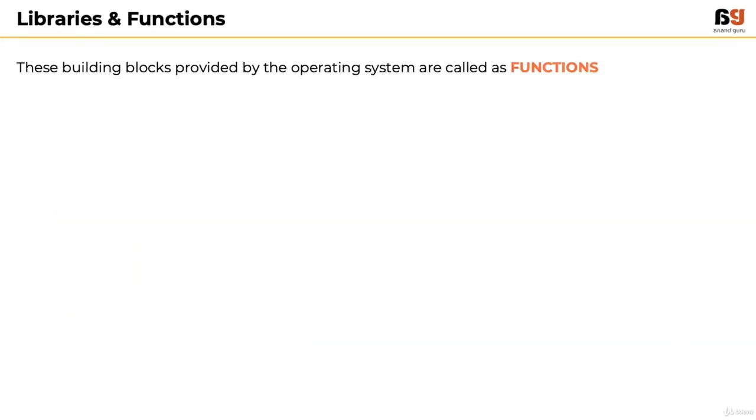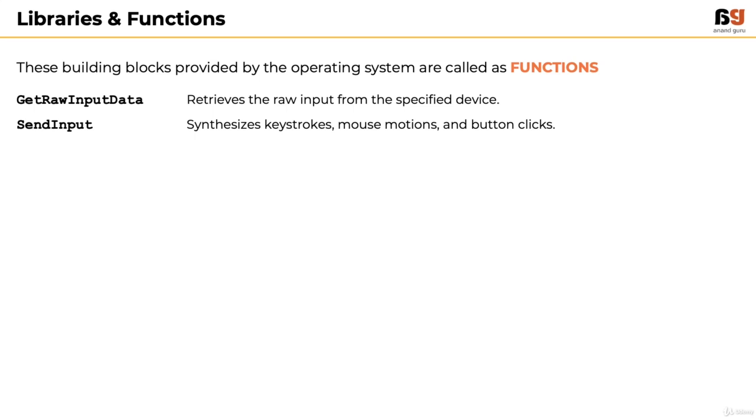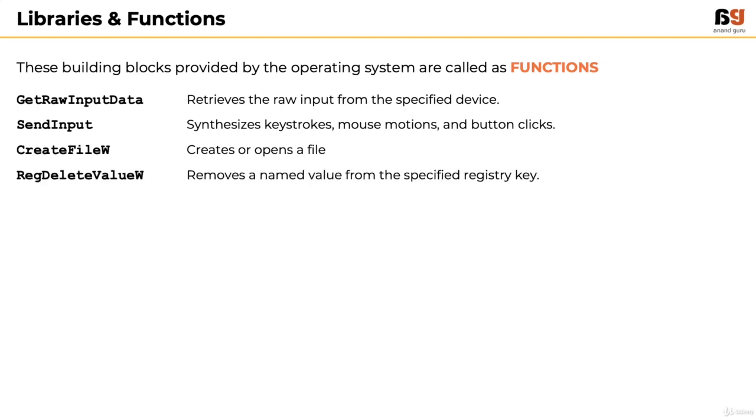These building blocks provided by the operating system are called functions. Usually these are present in the C/Windows folder. Examples of functions include GetRawInputData, which retrieves the raw input from the specified device. SendInput, which synthesizes keystrokes, mouse motions, and button clicks. CreateFile, which creates or opens a file. RegDeleteValue, which removes a named value from the specified registry key.